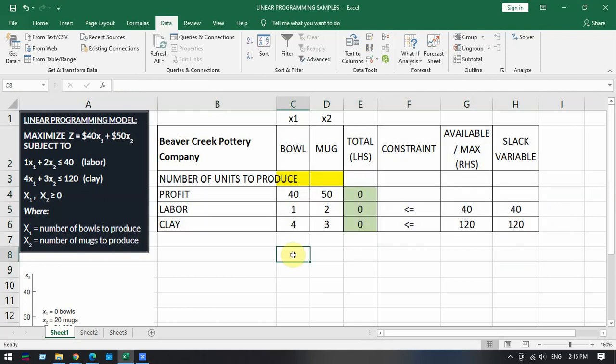Now we're ready to solve our variables. So again, in solving our linear programming problems using Excel, we actually have two ways. One is to use the solver, and the other one is to use one of the formulas available in Excel, and that is the matrix multiplication. So let's use the solver first, and let's see how easy it is to use the solver.